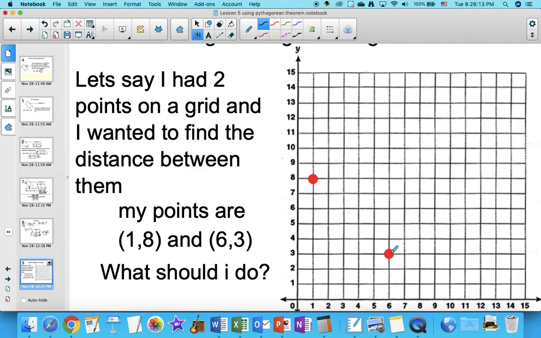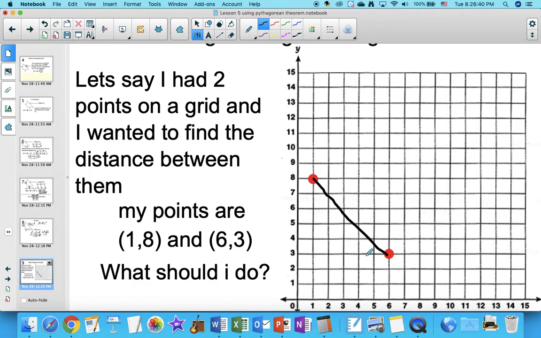What should I do? How do I find this length, right? I could count that, but that doesn't really work because I'm going diagonally, right? So it won't really work this way. I need to find the length or the distance between these two points. So what does that have to do with a triangle? What is this line? This is a terrible line, but what does this line have to do with a triangle?